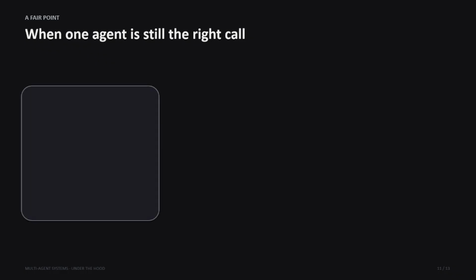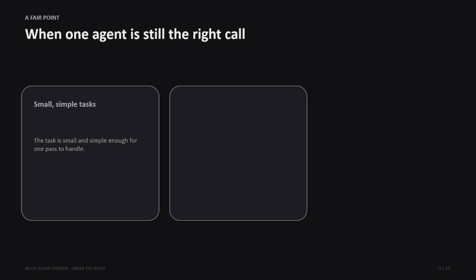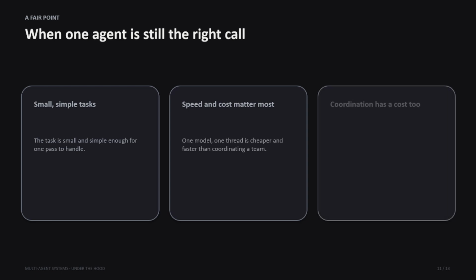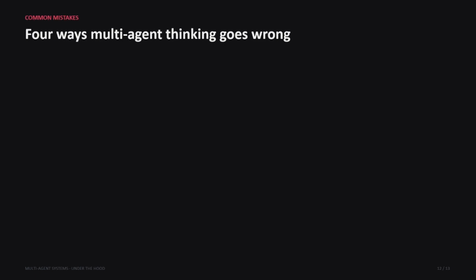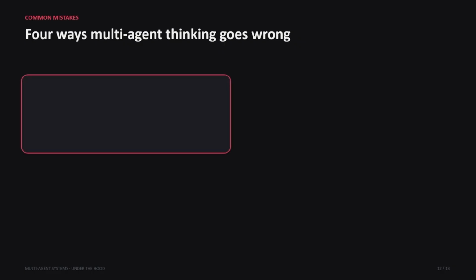Now, multi-agent systems are useful, but they are not always needed. For small and simple tasks, one agent may be enough. If speed and cost matter most, one agent is usually faster and cheaper than coordinating a team. Also, coordination itself has a cost. Splitting work, waiting for results, and combining everything can take extra time. So we should use multiple agents only when the task is complex enough to justify it.